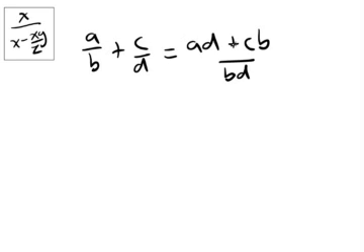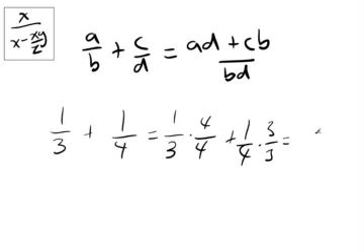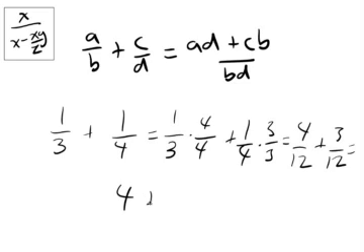Now, let me show you this rule worked out with the example 1/3 plus 1/4 equals 1/3 times 4 over 4 plus 1/4 times 3 over 3 equals 4 over 12 plus 3 over 12 equals 4 plus 3 over 12.